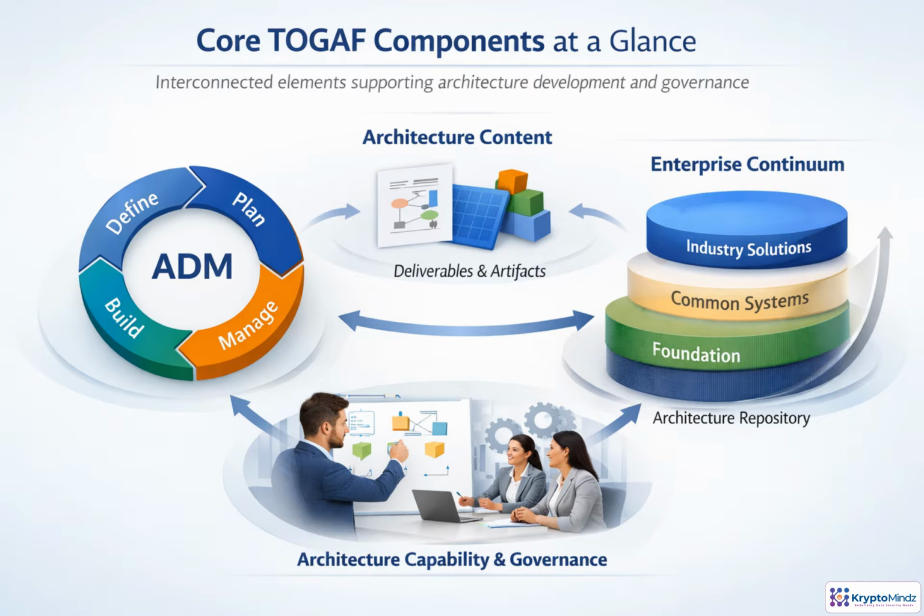Think of TOGAF as a connected operating system, not a single method. The ADM provides the repeatable process for defining, planning, building, and managing architecture change. Architecture content explains what gets produced: deliverables, artifacts, building blocks, and descriptions. The enterprise continuum and architecture repository help classify, store, and reuse those assets instead of reinventing them. Finally, architecture capability and governance make the practice real inside the organization through roles, decision rights, reviews, and controls. Together, these components turn architecture from static documentation into a managed, reusable business capability.